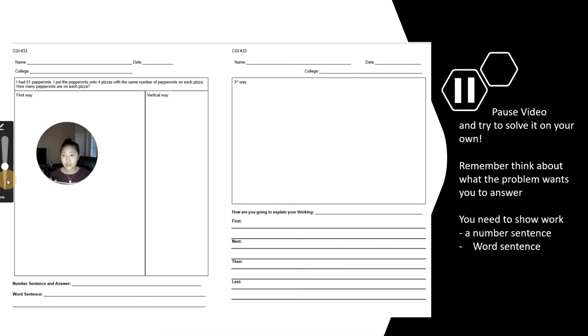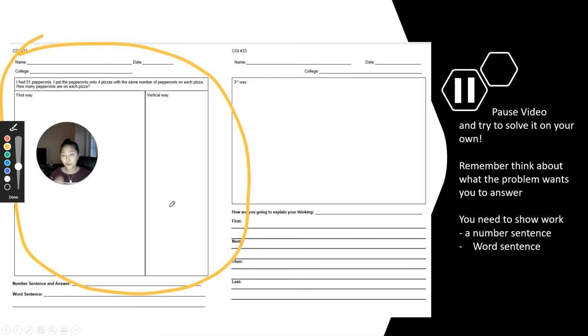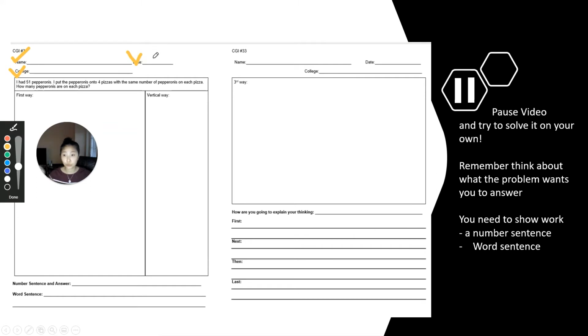Again, make sure this page is all done before you watch my video. So name, college, date. Did you do it? Do it right now. Pause the video, do it right now. Then this is already done with me because we should have circled, underlined, boxed while you were going through that problem with me. You can always go back.